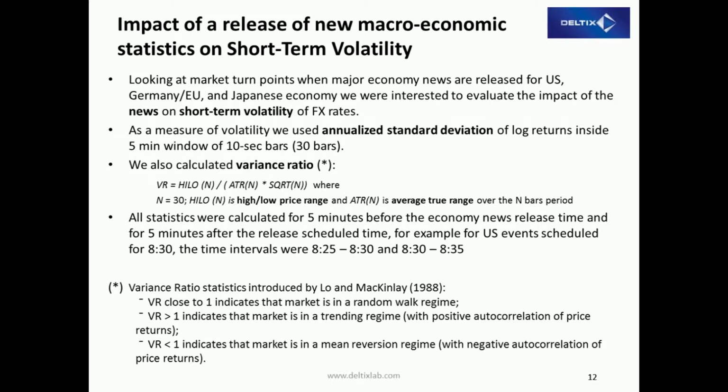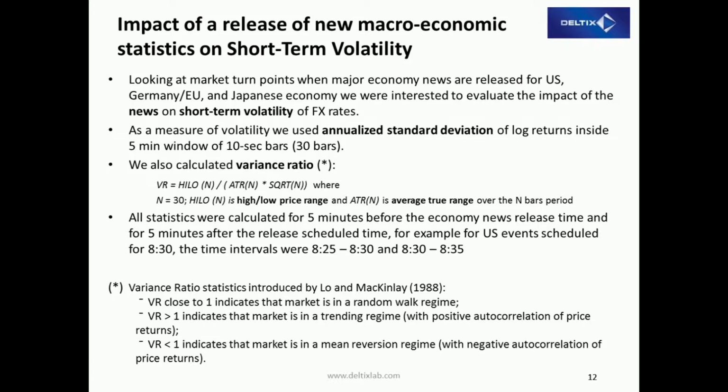The second measure is known to the community of technical traders as the variance ratio, which was introduced by Lo and MacKinlay in the late 80s. We actually used something called Parkinson's mean volatility variance ratio, which is basically the spread between high and low over 5 minutes divided by average true range. These are the formulas. We run all of this every 5 minutes before a news announcement and after, and look at the distributions.